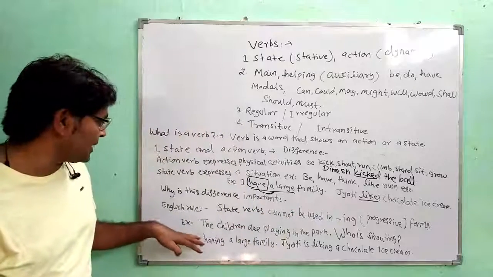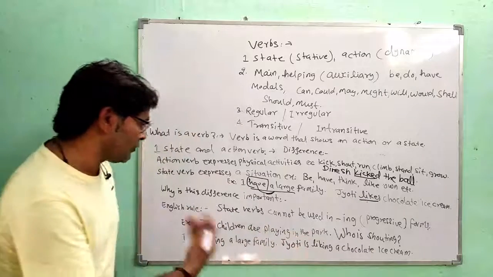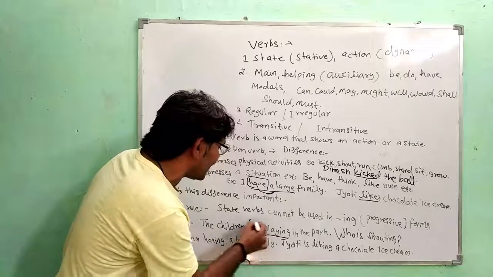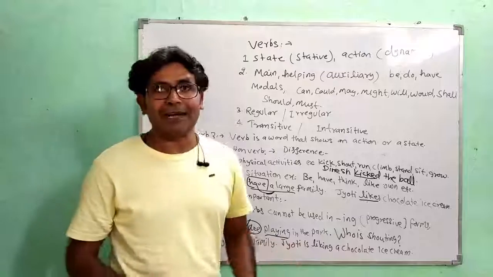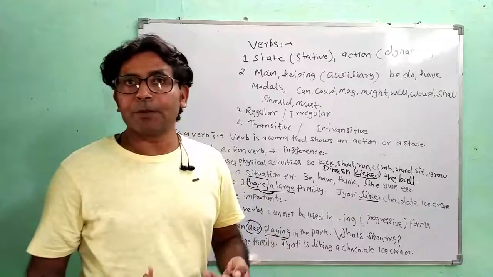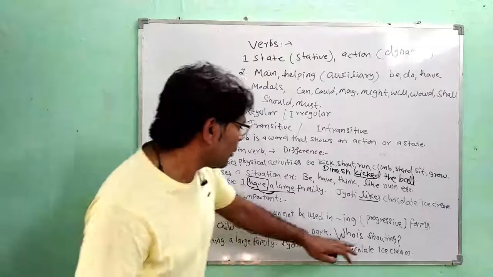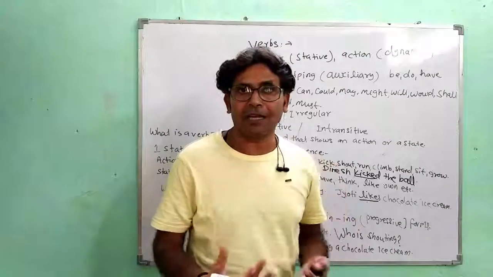So the first example is: the children are playing in the park. What is the verb here? Playing. Playing is the main verb and are is the helping verb. What the children are doing, they are playing, and in play there are lots of physical activities involved in it. Another sentence is: who is shouting? So someone is shouting, which means a physical activity.